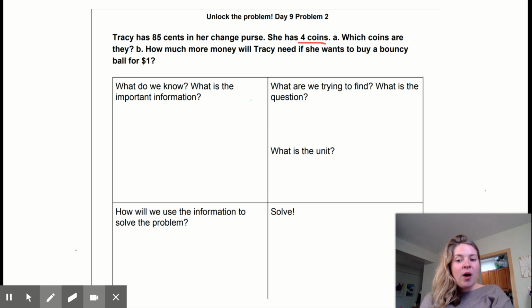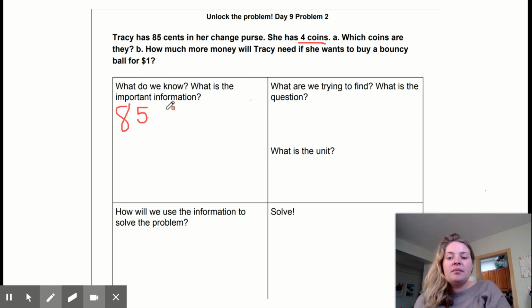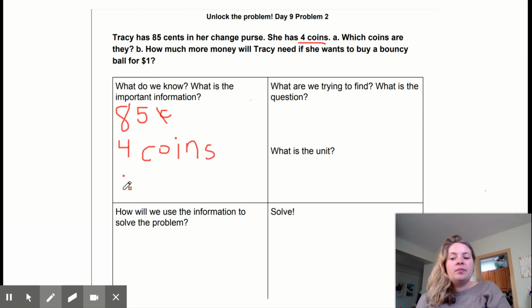All right, what do we know? We know that Tracy has 85 cents. We know that she has 4 coins. We know that she needs $1 to buy a bouncy ball. So $1 is our whole.